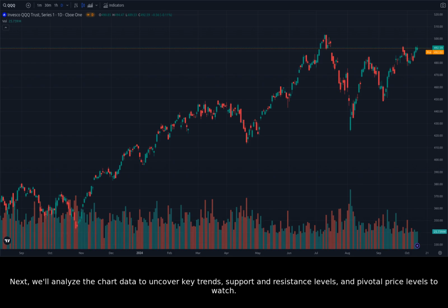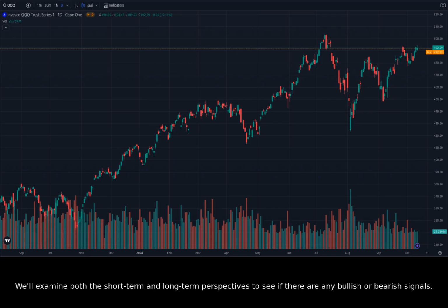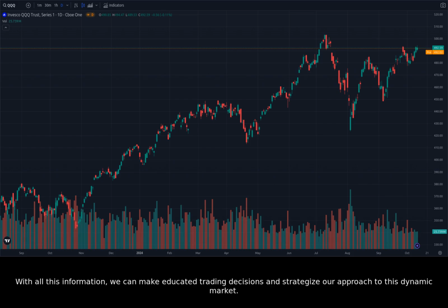Next, we'll analyze the chart data to uncover key trends, support and resistance levels, and pivotal price levels to watch. We'll examine both the short-term and long-term perspectives to see if there are any bullish or bearish signals. With all this information, we can make educated trading decisions and strategize our approach to this dynamic market.